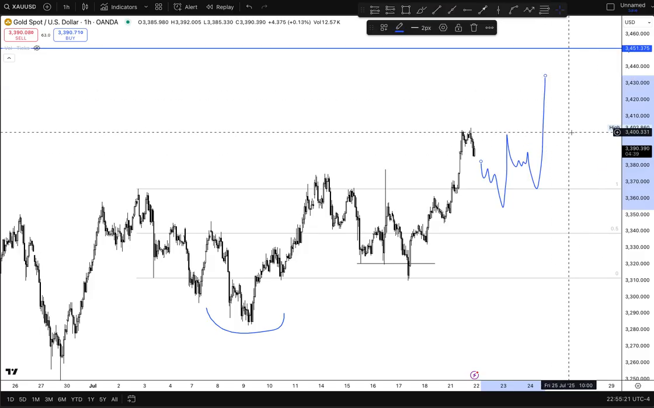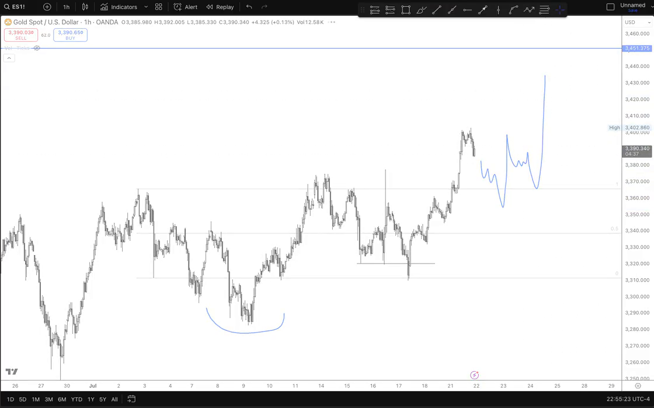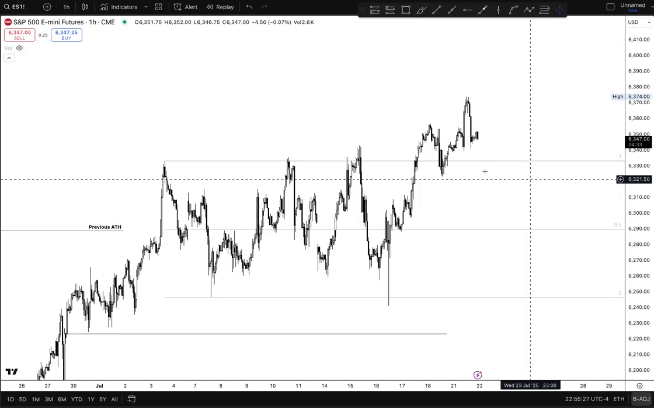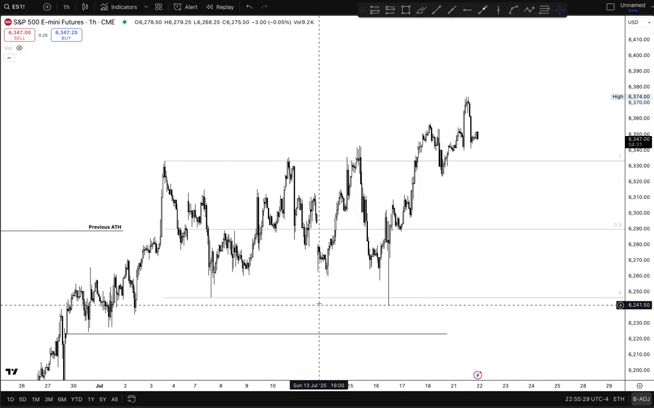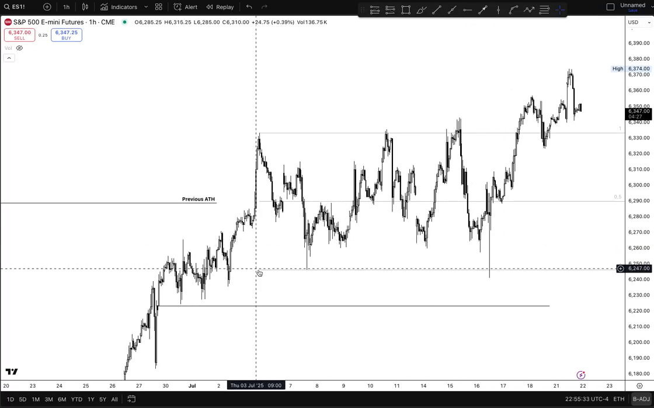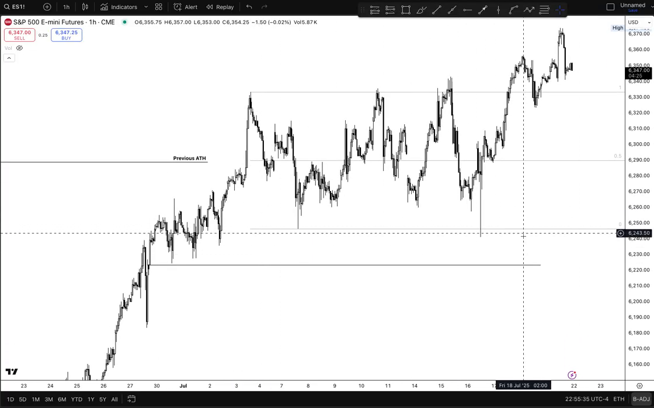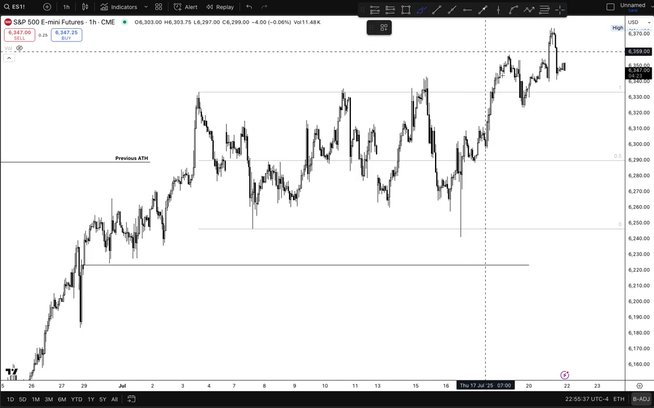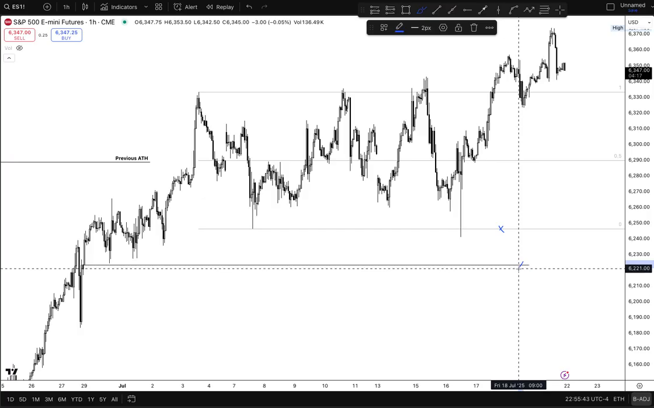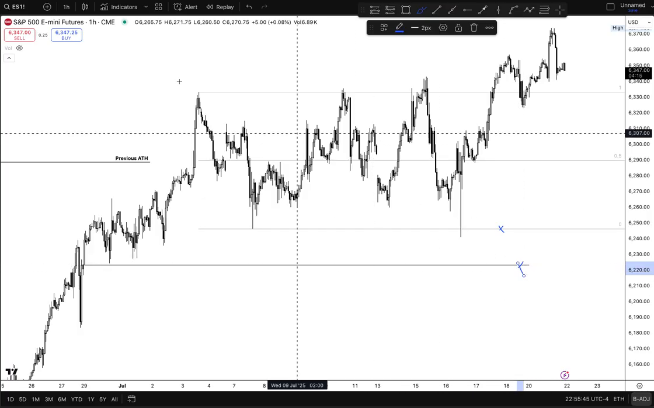Something like that there for gold. Moving over to ES, we took out the range. So last week's outlook, I was looking for a raid on this low here, or the first one was this low, and then the second objective was this low here.